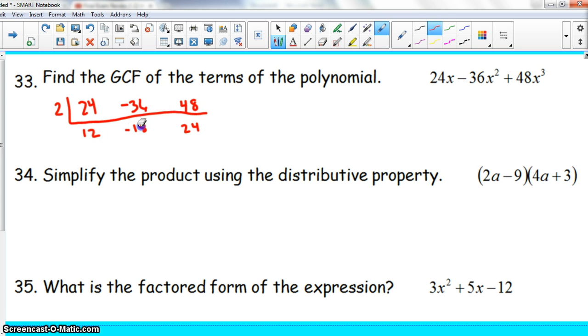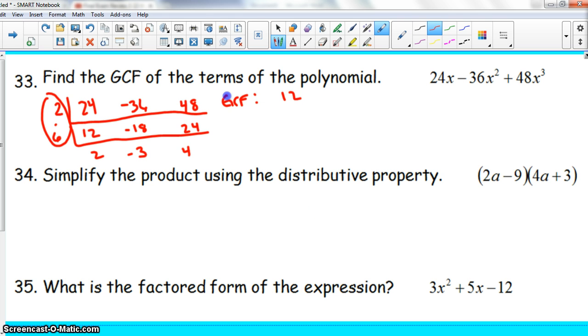Well, then hopefully you see another number goes into there. I can see that 6 goes into all of those, so I'm going to divide by 6. 12 divided by 6 is 2. 18 divided by 6 is negative 3. 24 divided by 6 is 4. And then nothing else goes into those other than 1. So your greatest common factor is 2 times 6, which is 12.